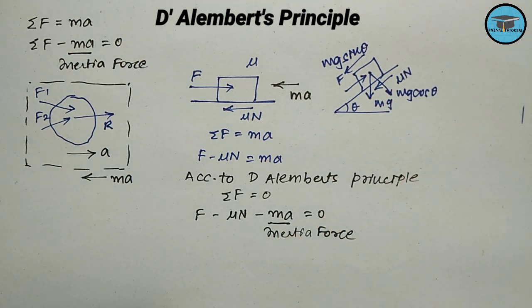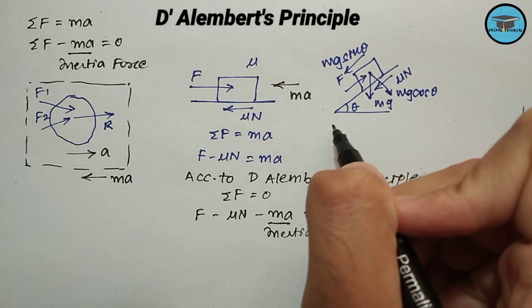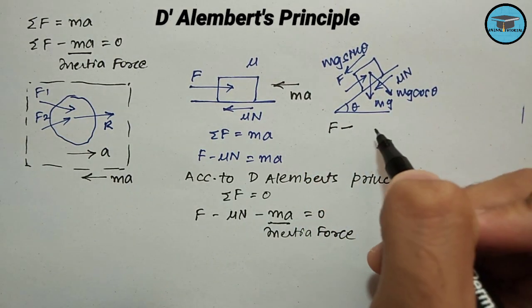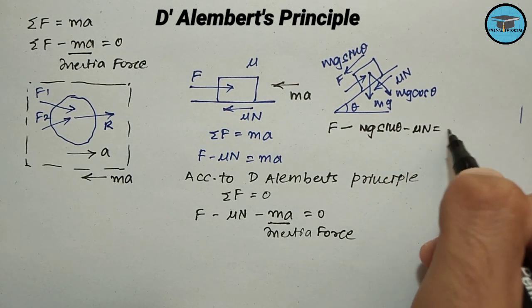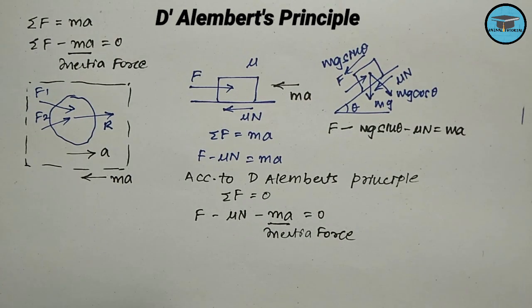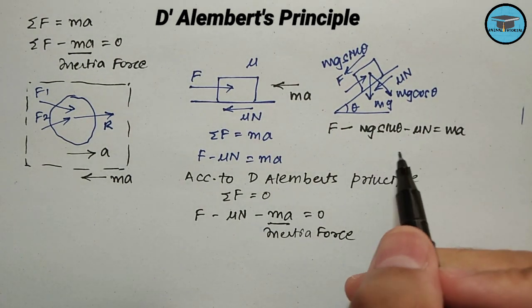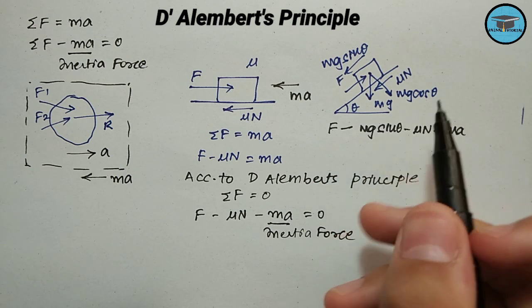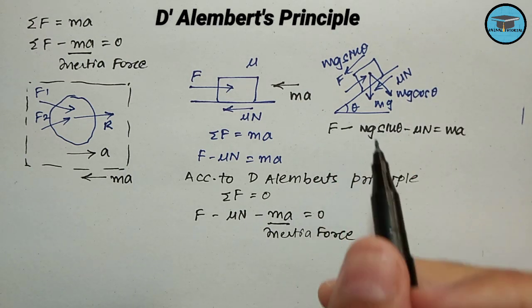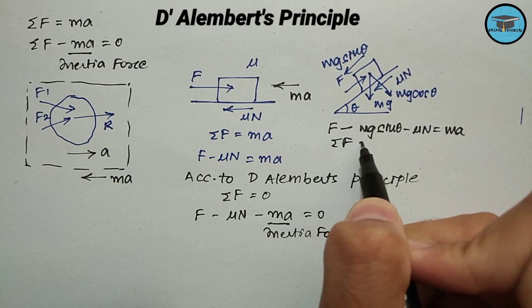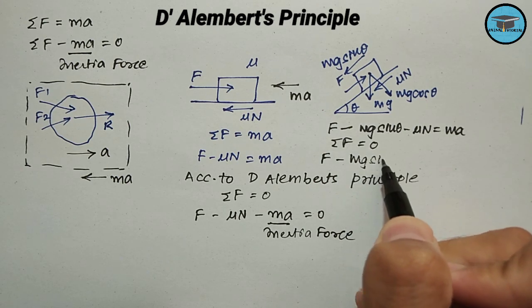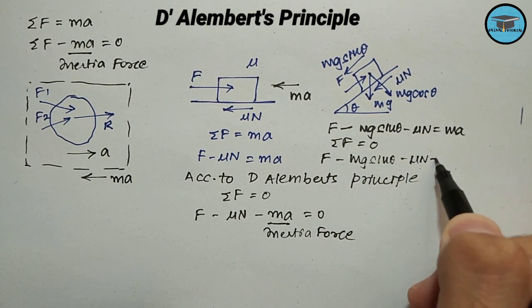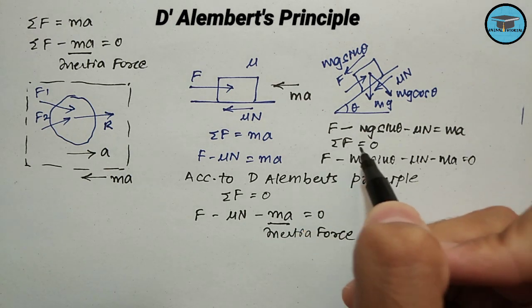Okay, now when we apply Newton's second law of motion, then F minus mg sin theta minus mu N equals mass into acceleration. This we have obtained by applying Newton's second law of motion. Now when we apply D'Alembert's principle, it says that sigma F equals 0. So what we need to write is F minus mg sin theta minus mu N minus ma equals 0. So this is along the x direction.